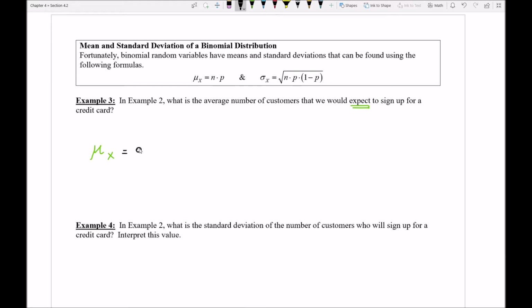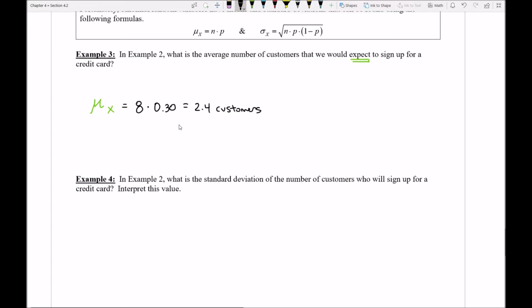Well, n was that there were 8 customers, and p was 30%. Now, this calculation is going to produce a total value of 2.4, and my units on there would be customers. I would expect about 2.4 customers to sign up for a credit card. Overall, this really shouldn't be that surprising, because if 30% of individuals sign up for a card and we had 8 people, isn't this exactly what we would expect to happen? Seems like it.